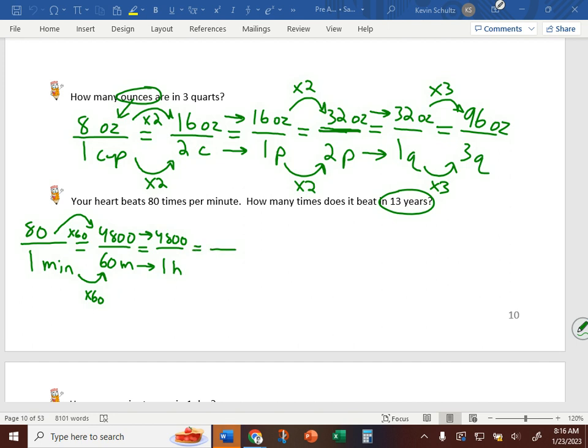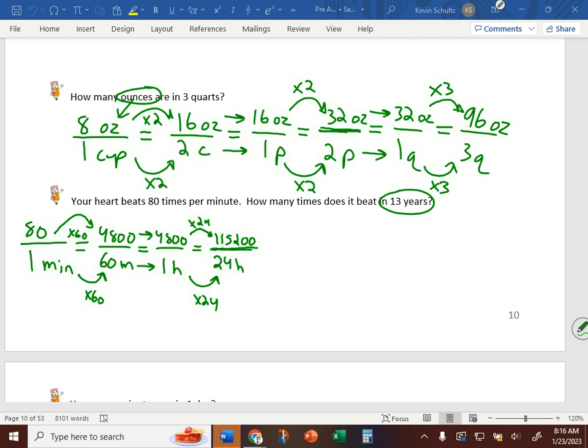Okay, so our next jump here is going to be a scale factor, multiplying by 24, because that's going to help us build up to a day. And I'm going to need your help here. What's 4,800 times 24? 115,200. Whoa! I'm going to make my fraction bars longer here. 115,200 beats in 24 hours.